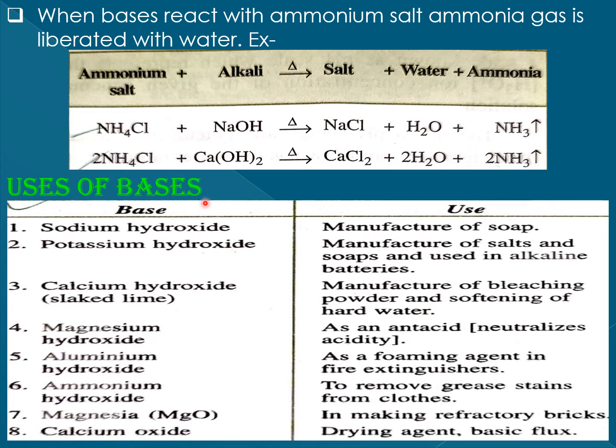Now each and every base has its particular use. Sodium hydroxide is used in the manufacture of soap. Potassium hydroxide is used in alkaline batteries. Calcium hydroxide as slaked lime, bleaching powder and softening of hard water. Magnesium hydroxide is used as an antacid. Aluminum hydroxide as foaming agent in fire extinguishers. Ammonium hydroxide to remove grease stains from clothes.